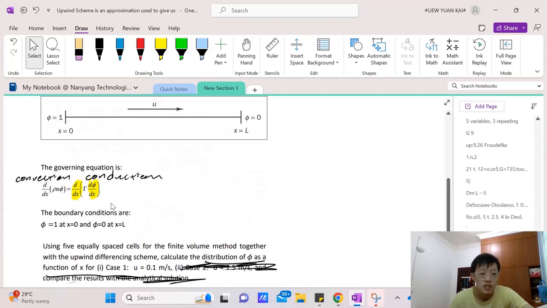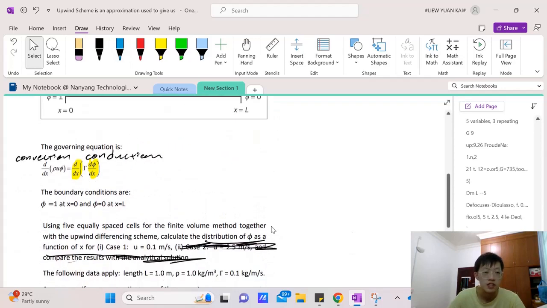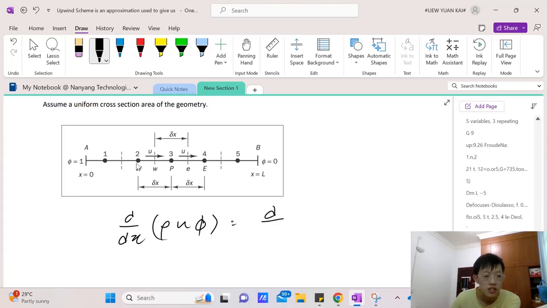Okay, so let's get right into it. We need to calculate the distribution, meaning we need to get the 5 equations that will help us get all the values of phi. As always, we simply start out with the governing equation first. So let's copy the governing equation: d/dx (rho u phi) equals d/dx (gamma d phi/dx).